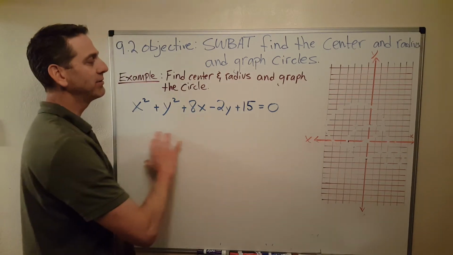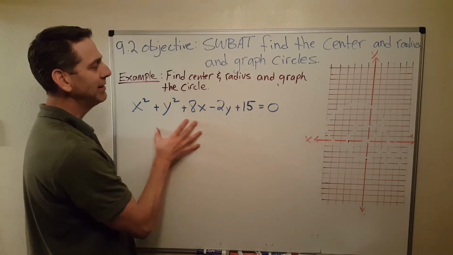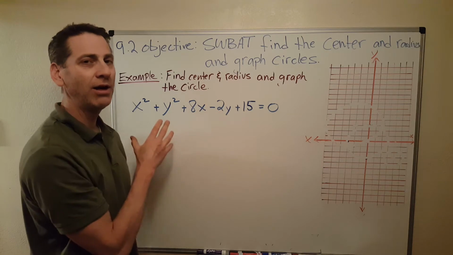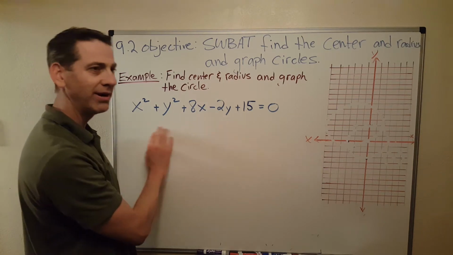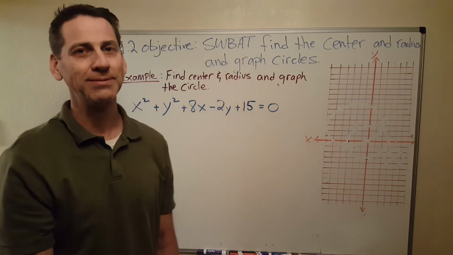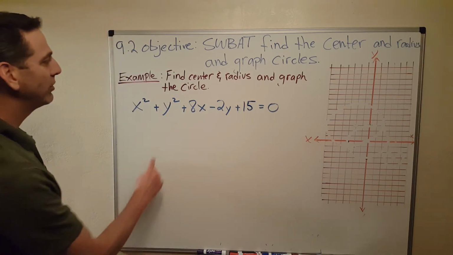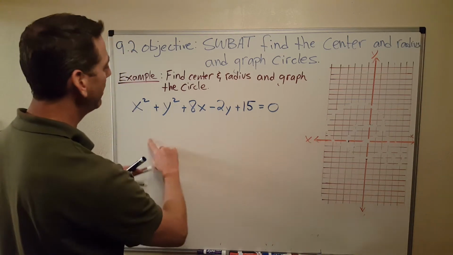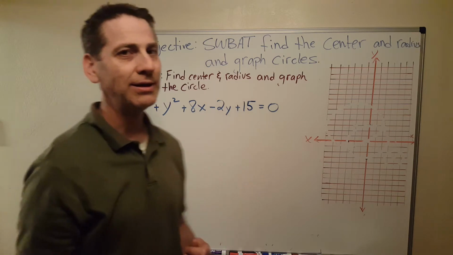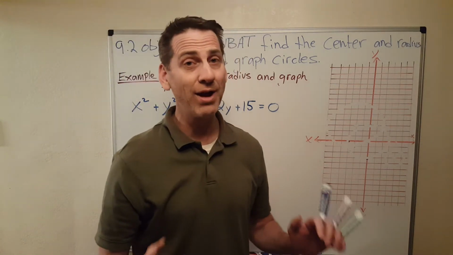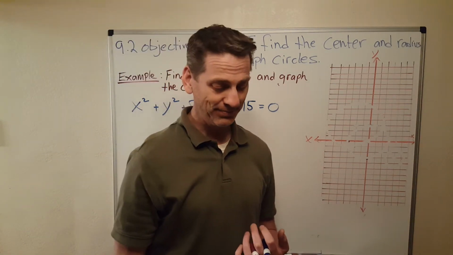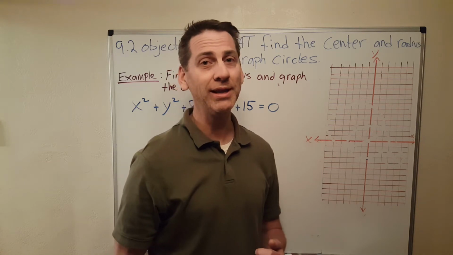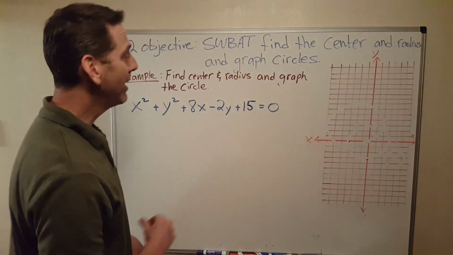Okay, and I want you to notice something. Is this an equation for circles and not for parabolas? How can you tell? Well, you'll notice that we have two variables in here, right? We have x's and y's. So we know that this is not a parabola. This is going to be a circle or maybe even an ellipse, but let's find out.